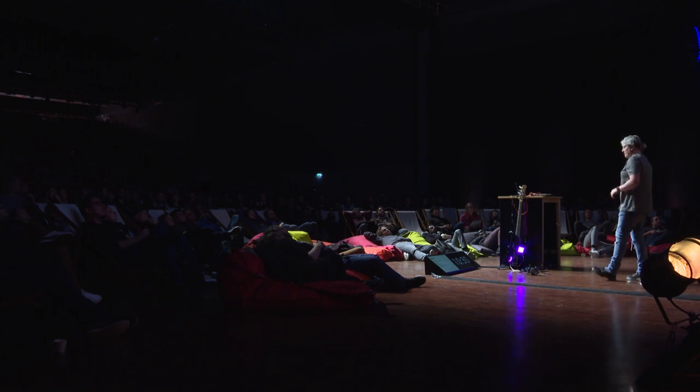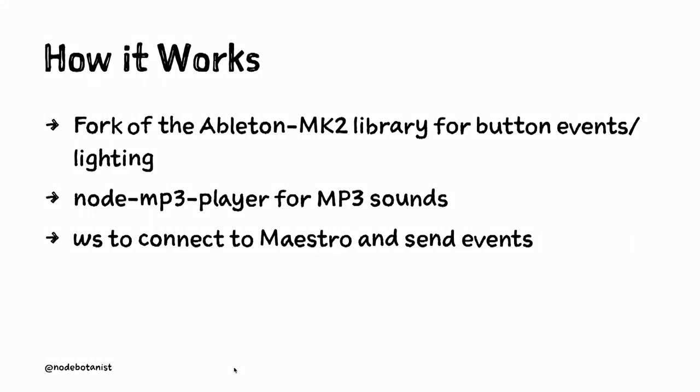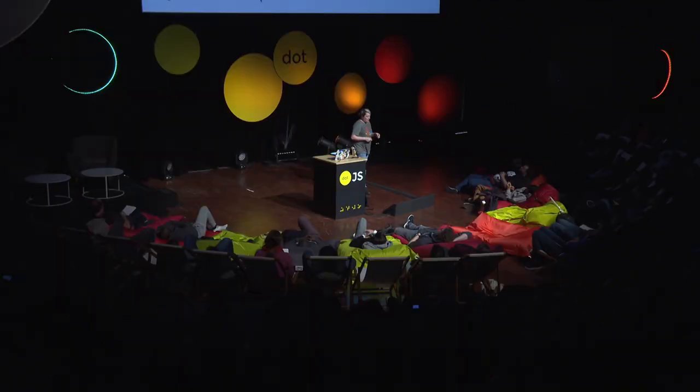So how it works. There's an Ableton Mark II library. I forked it because when I used the original, sometimes when I hit a button, it would segfault out. So I forked it and fixed that and tweaked a couple other things. And I'm trying to put a pull request back into the original. It uses Node MP3 player for MP3 sounds like the sound you just heard. And it uses WS to connect to Maestro and send events such as work and play song.